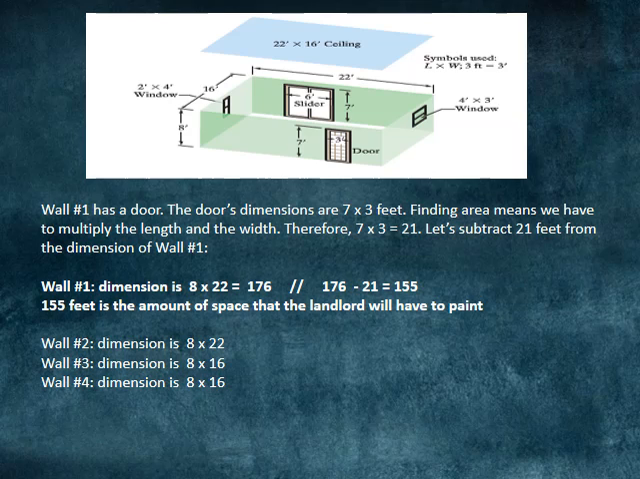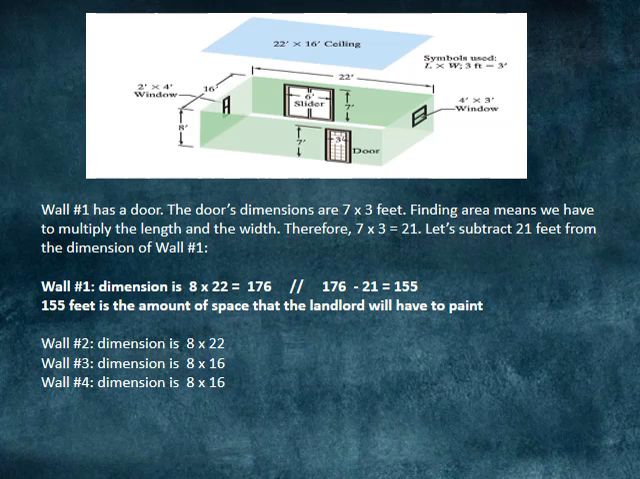Wall number 1 has a door. The door's dimensions are 7 times 3. Finding the area means we have to multiply the length and the width. Therefore, 7 times 3 is 21. So that is 21 feet out of the entire wall that we do not have to paint, or that the landlord does not have to paint.